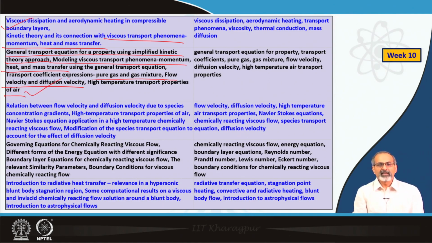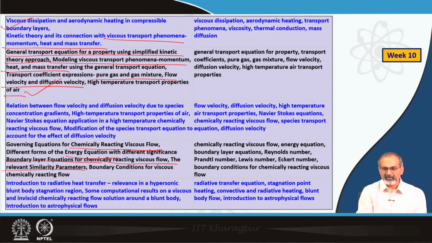We then looked at the relation between flow velocity and diffusion velocity due to species concentration gradients, and modification of the species transport equation to account for the effect of diffusion velocity. Governing equations for chemically reacting viscous flow were visited. Different forms of the energy equation were introduced. Boundary layer equations for chemically reacting viscous flow were introduced. Earlier in the course, we had discussed it without chemical reactions. Here, chemical reaction effects were introduced.